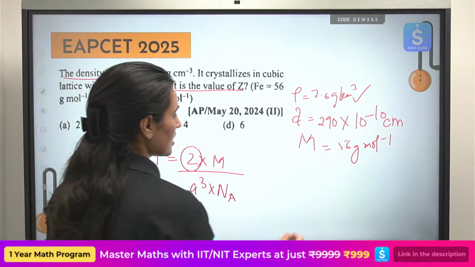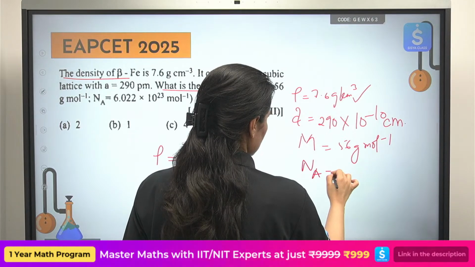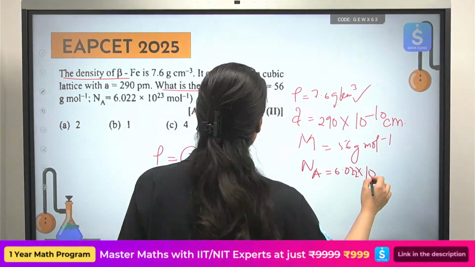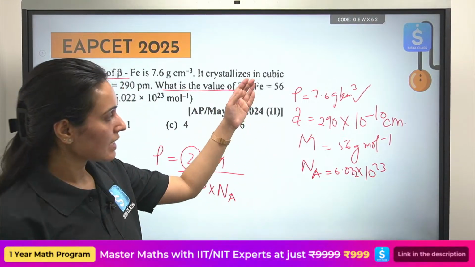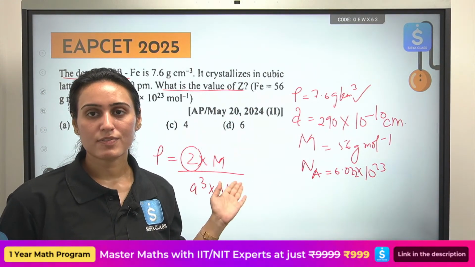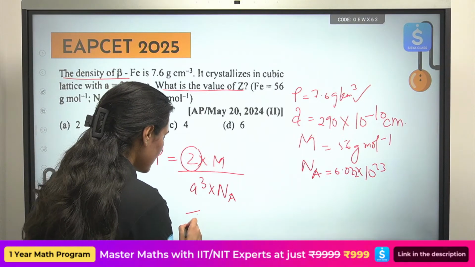And Avogadro's number is also given. So you will substitute all these variables. I told you there are 5 variables. 4 will be given to you, the 5th one will be asked. So 5 variables, 4 are given, the 5th one is asked. Substitute the value and calculate the value of Z.